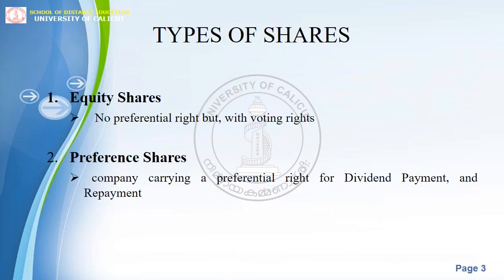Types of shares are equity shares and preference shares. Preference shares are the shares with a preferential right for dividend payment and repayment. Here, the shareholders get a right to a fixed amount or rate of dividend, and while repayment by the company, they get a fixed premium or amount as prescribed in the Memorandum of Association. Whereas equity shares do not have any preferential right, but they have the voting rights.